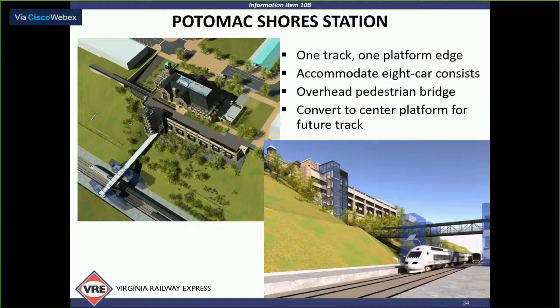This gives you a very nice rendering. I would offer that there's a few details that have changed since this rendering was created, but it gives a very good rendering. We have also taken into account, working with the developer, the state, and CSX, the planned third and future fourth track in this vicinity. And this station would provide for that as well, with an overhead pedestrian bridge to it. Similarly, in fact, it's very analogous to the Ripon station, where when the fourth track were to be constructed, it could be converted to a center platform and used in that fashion.